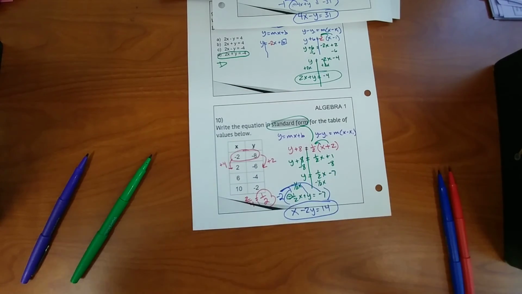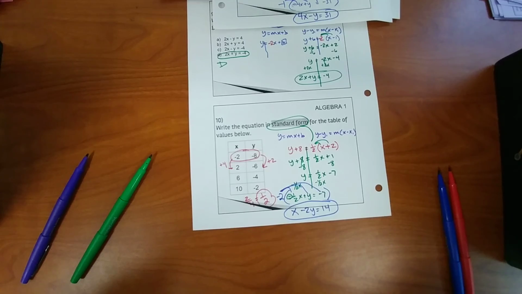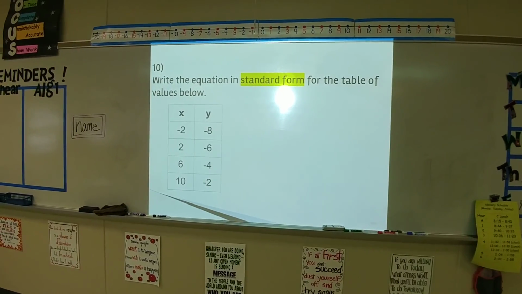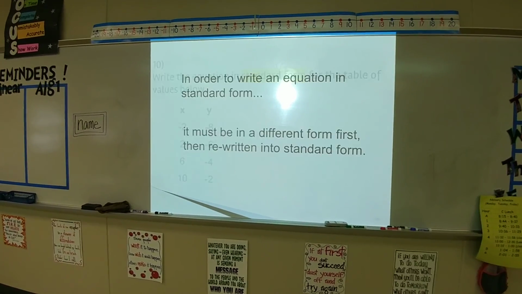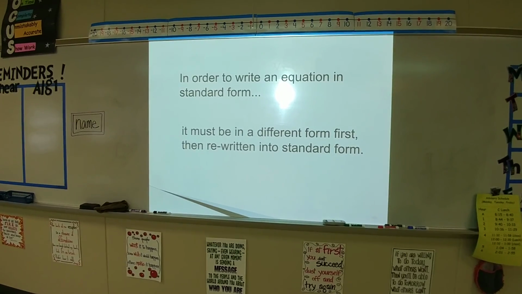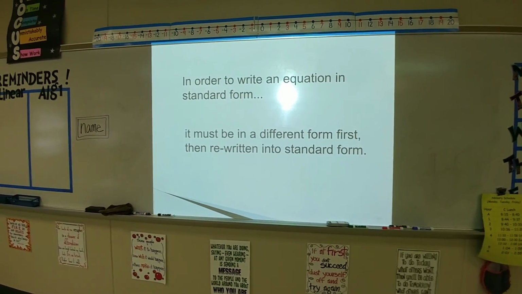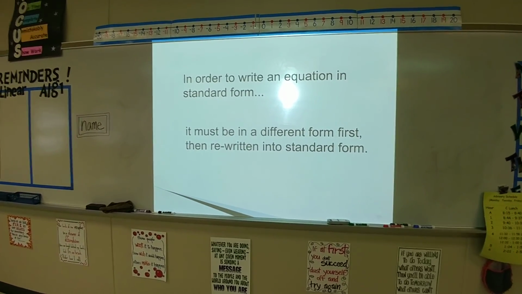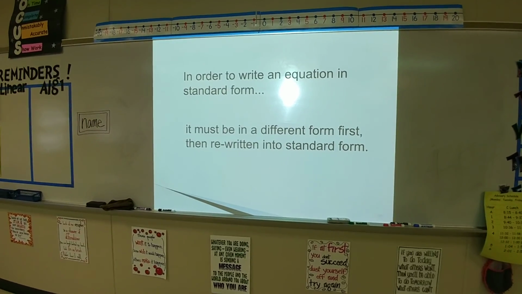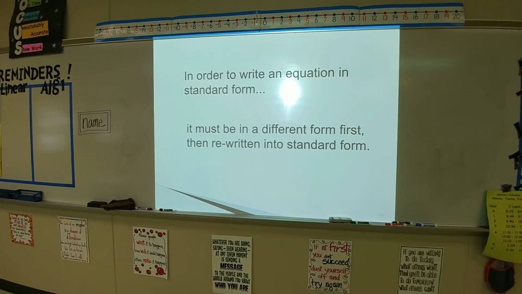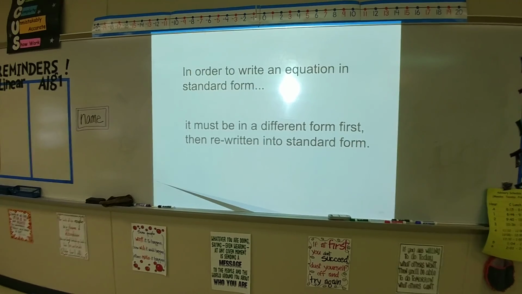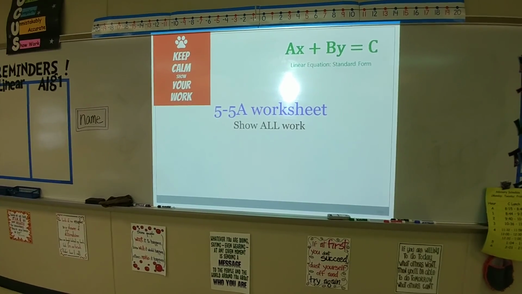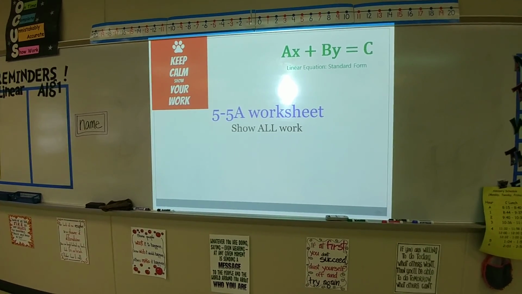Okay, so hopefully it made sense. So if I'm going to summarize here, the biggest thing to take from this is that in order to write an equation in standard form, you have to start with a different form first and then rewrite it into standard form. So now at this point, you are ready to start your practice worksheet. Good luck, and I'll see you tomorrow.